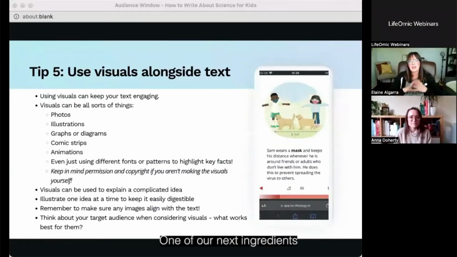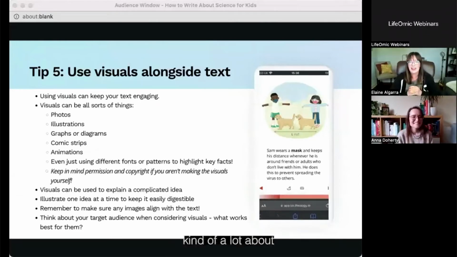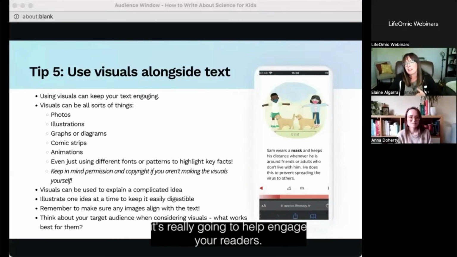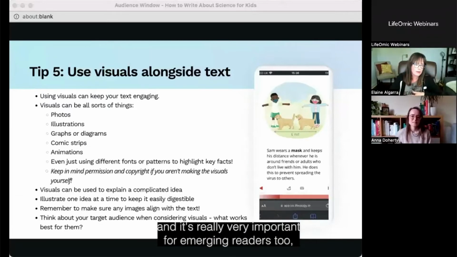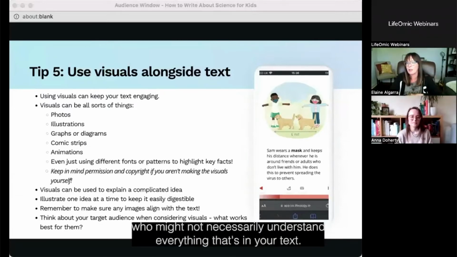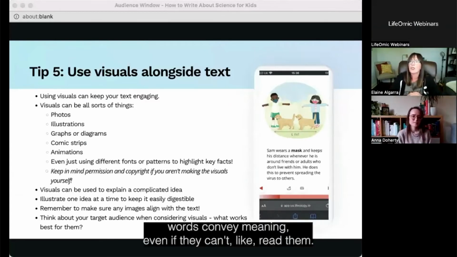One of our next ingredients is using visuals alongside text, something we both know a lot about. It's really going to help engage your readers. Visual literacy is so important, and it's really very important for emerging readers too, who might not necessarily understand everything that's in your text. It's going to help kids understand that words convey meaning, even if they can't read them.